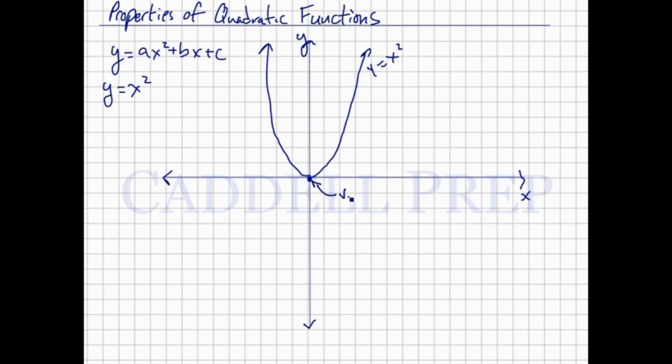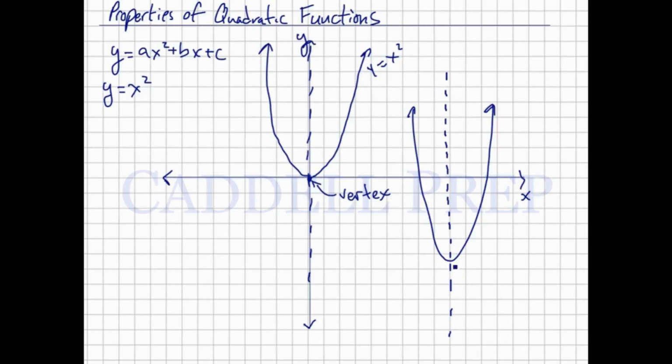This is called the vertex, where it stops and turns the other direction. Also, the axis of symmetry passes through the vertex. So if you reflect it over this, it'll reflect onto itself. So if I make another sketch, this looks like it's the axis of symmetry right down the middle, and this spot right here is the vertex. And this is the axis of symmetry.